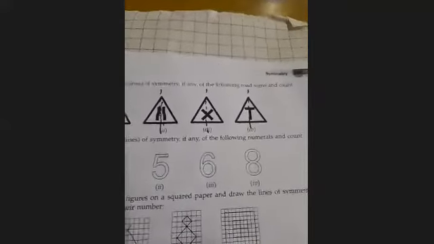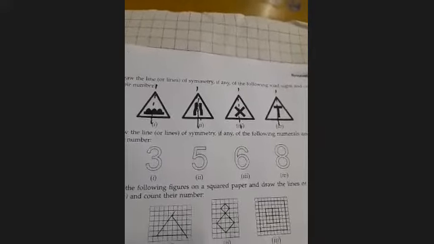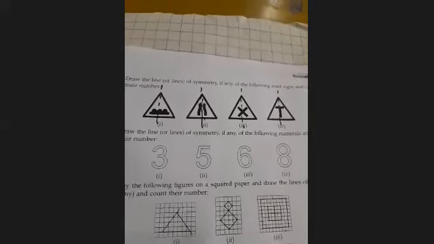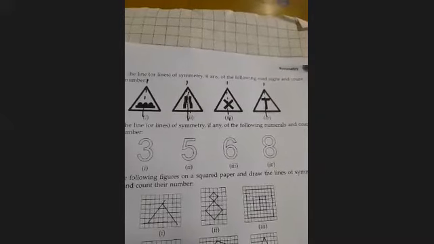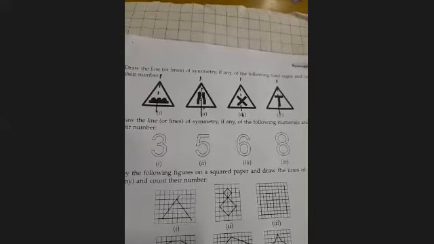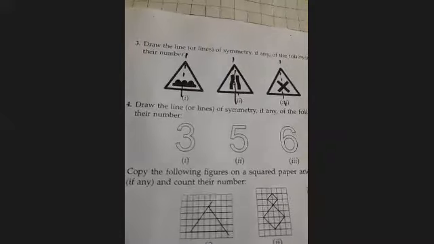In the third question, draw the line or lines of symmetry of the following road signs. We have 4 road signs, each sign having 1 line of symmetry. Clear, students? Next is question number 4.